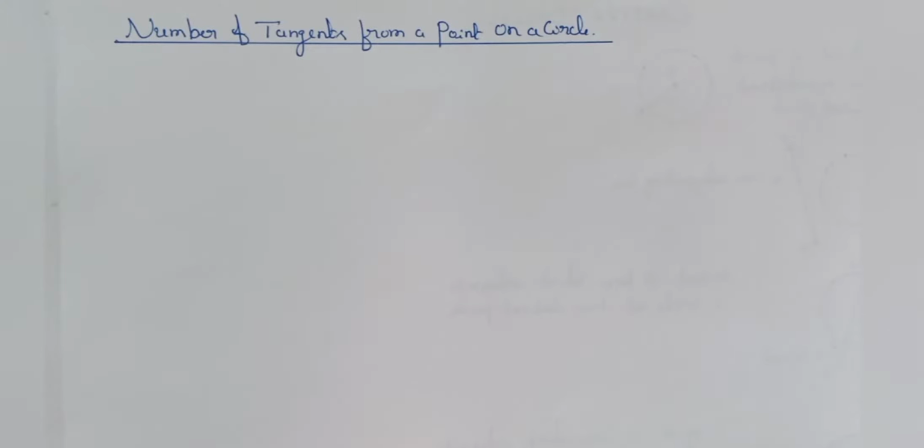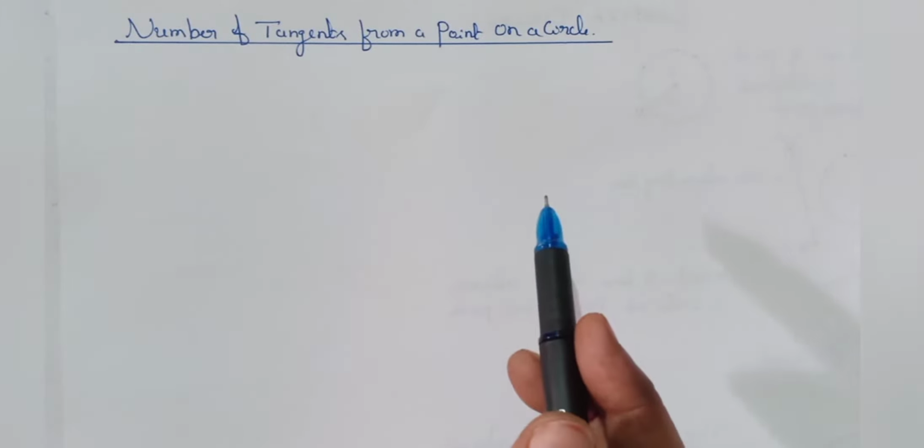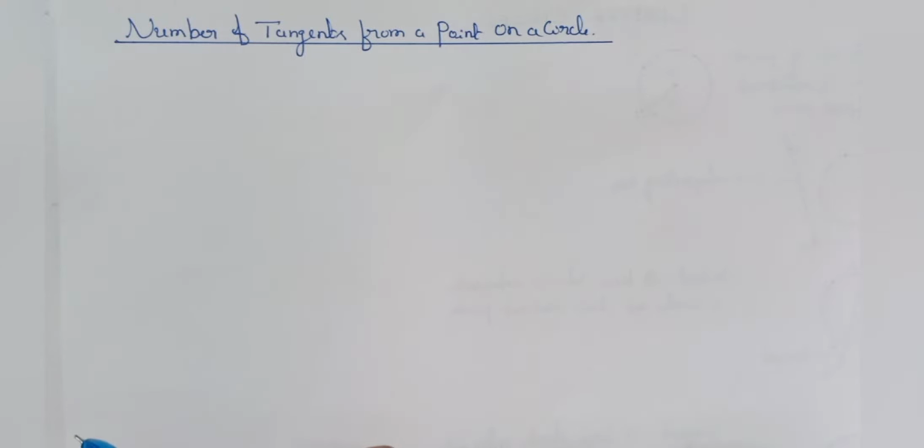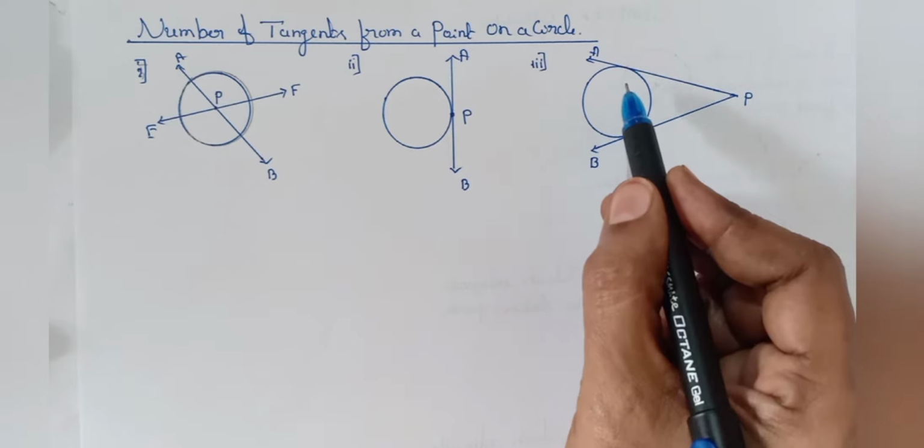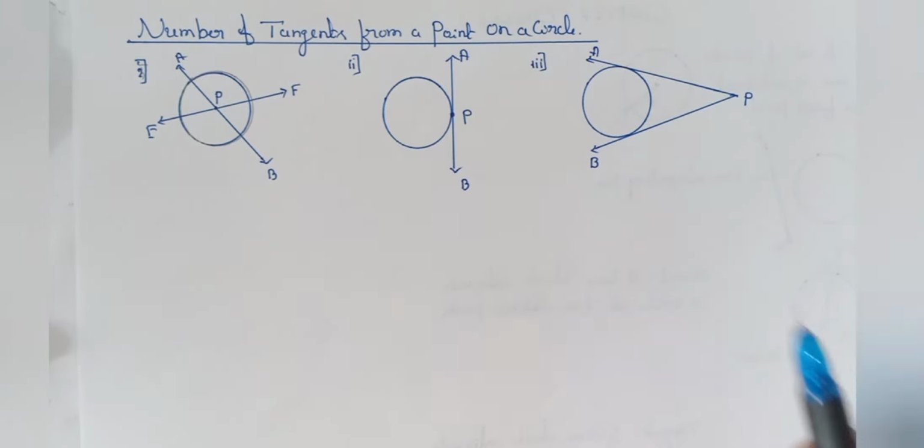Next, number of tangents from a point to a circle. The number of tangents drawn from a point to the circle depends upon the position of the point relative to the circle. If the point is inside the circle, no tangent can be drawn. If the point is on the circle, then we can draw only one tangent through the point. Next, if the point is outside the circle, then we can draw two tangents from an external point to the circle.